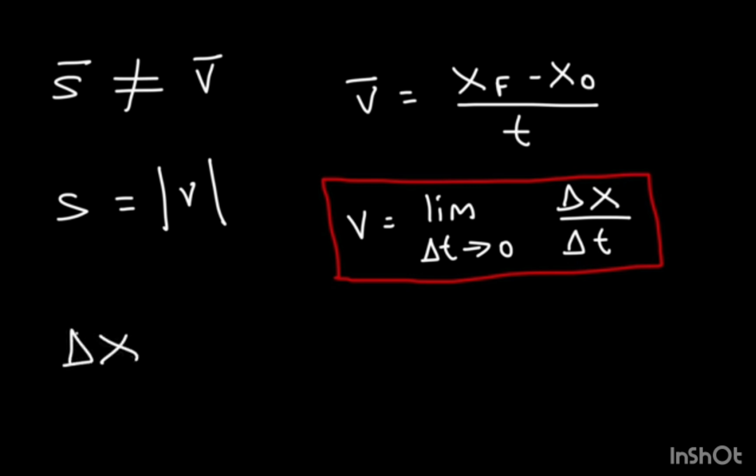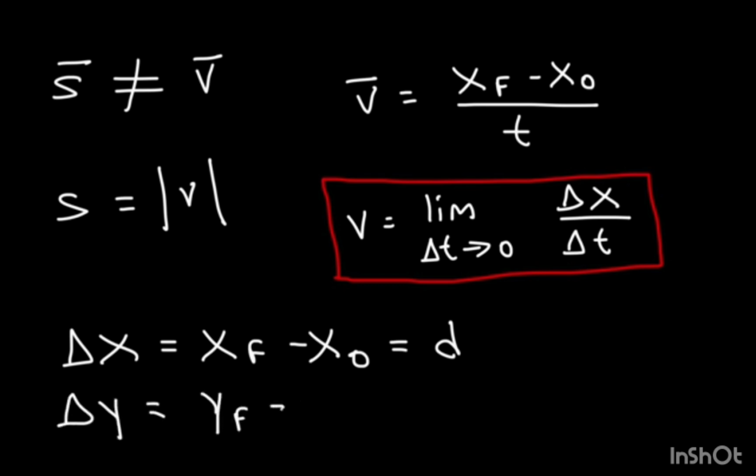And whenever you see delta, this triangle, it represents the change of something. In this case, the change in position. So delta x is the final position minus the initial position. So basically, it's the displacement along the x-axis. But you can also have displacement along the y-axis. In this case, it will be the final position along the y-axis minus the initial position. So whenever you see the symbol d, you could describe it using distance or displacement.